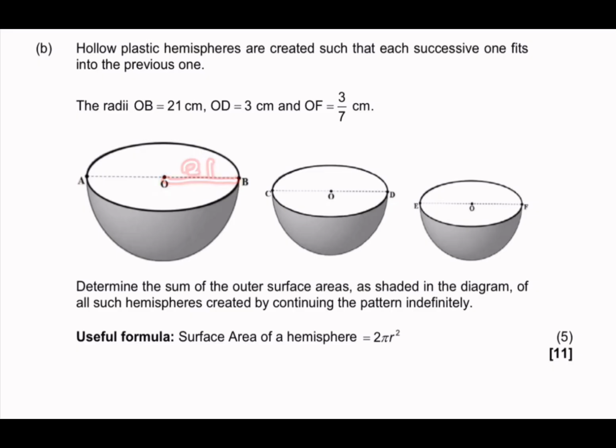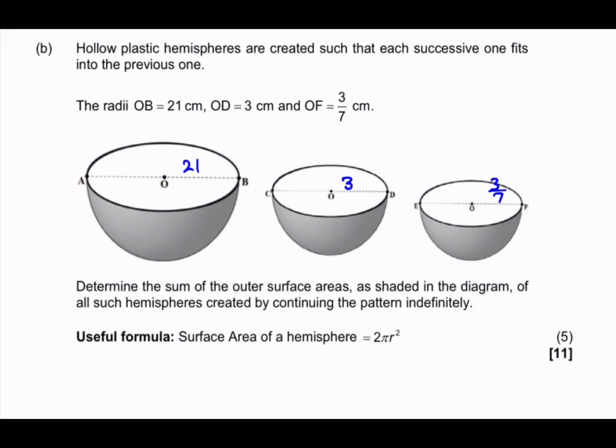So I'm just going to label that with a real pen. So that's 21. And OD, which is the next one, is 3. That's the radius there. And OF is 3 over 7. Quite clearly, you can see that from 21 to 3, you divided by 7. And from 3 to the next number, you divided by 7 again. So this seems to be a multiplication by 1 over 7. Division by 7 is the same thing as multiplying by 1 over 7.